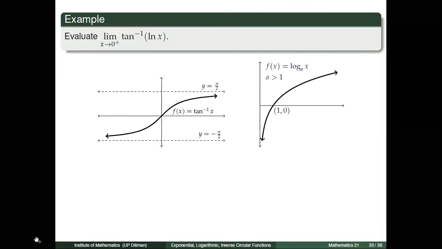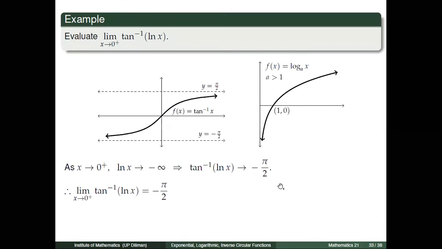All right. Again, we begin with the inner function. As x approaches 0 from the right, what happens to the ln of x? Well, it decreases without bounds, so we write ln of x approaches -infinity. So the expression inside the inverse tangent approaches -infinity, and based on the graph, inverse tangent of ln of x then must approach -pi over 2. And that's it. The limit that we are computing is equal to -pi over 2.